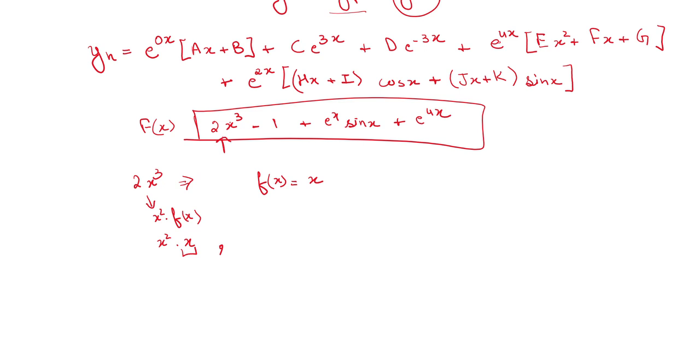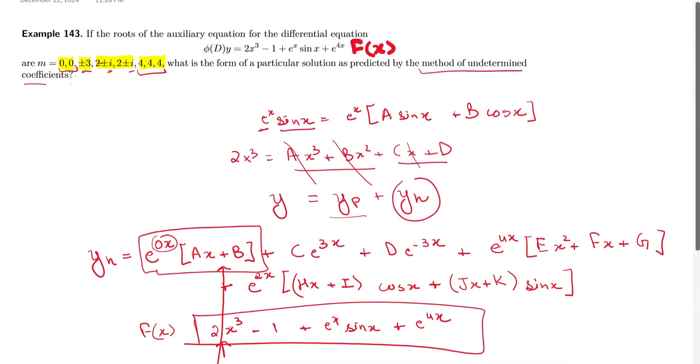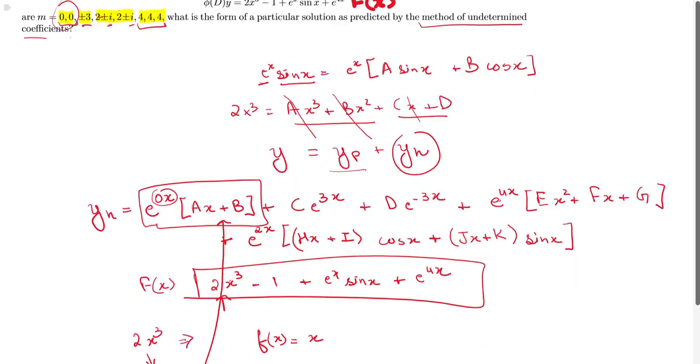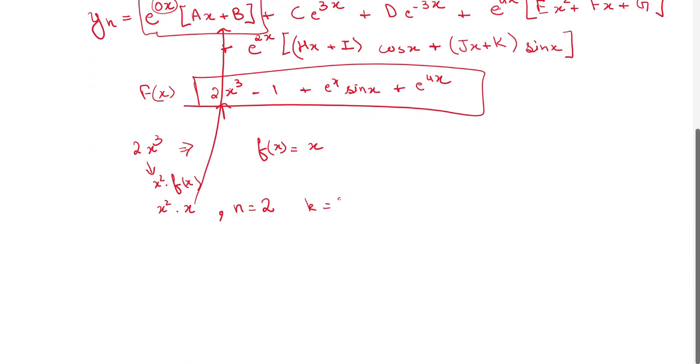Now we need to know two things from here. One is what is our n, what is our k. N is simply the power of what is left on the x, which is 2. K is the multiplicity of this root. So I took this x from here. So what's the multiplicity of this root? It comes from the root 0. And we can see in the equation the 0 root comes 2 times. So our k is 2. K is always the multiplicity from where the root originated.